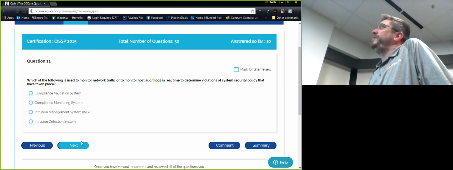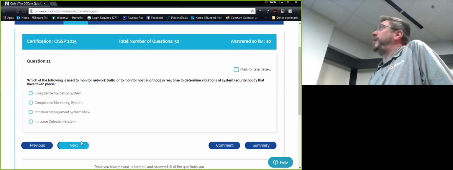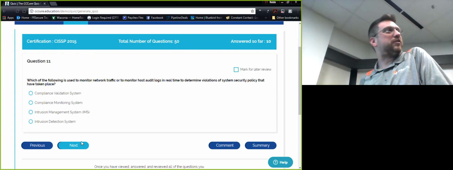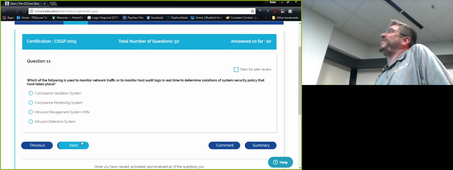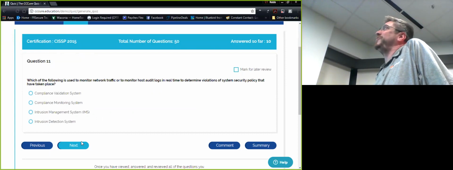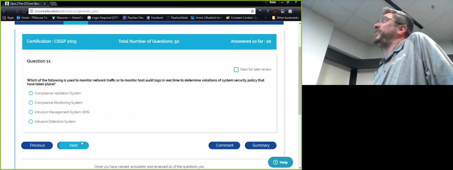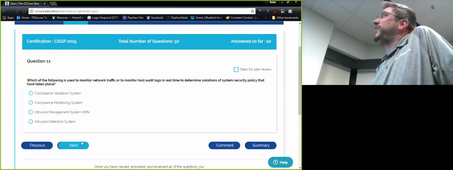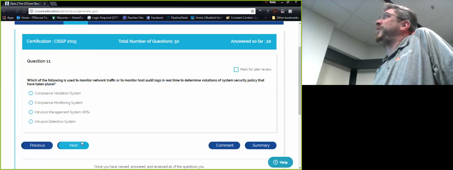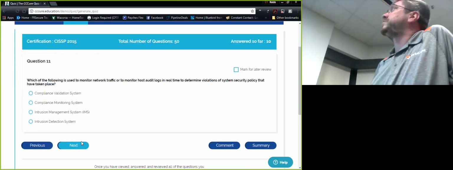Which of the following is used to monitor? Question 11. I know. We wanted 50 questions. Which of the following is used to monitor network traffic or to monitor host audit logs in real time to determine violations of system security policy that have taken place? Compliance validation system, compliance monitoring system, intrusion management, or intrusion detection.